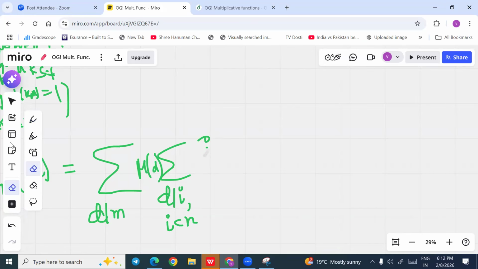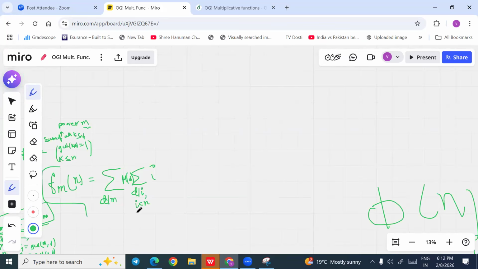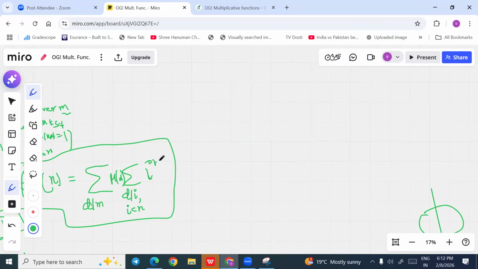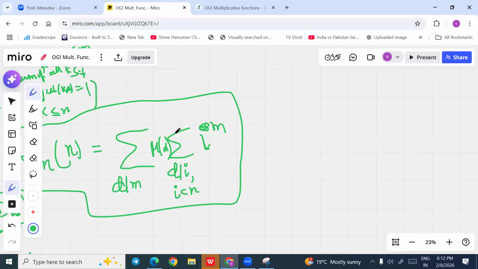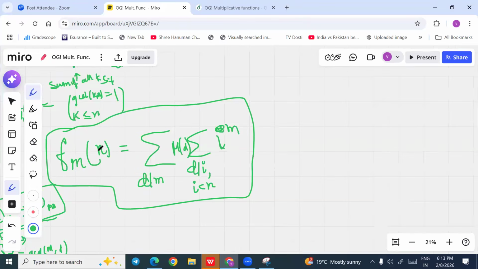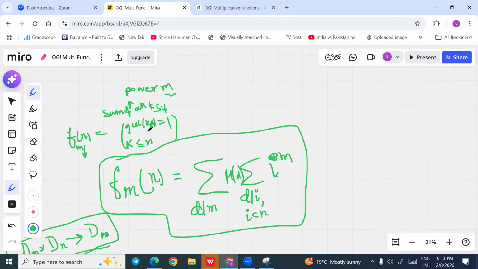Do you see why f of n is equal to this? F of m. Wait, no. So do you see why it is equal to this? Can you repeat what f m of n is? F of m is the sum of mth power of all k which are coprime to n and which are less than or equal to n.